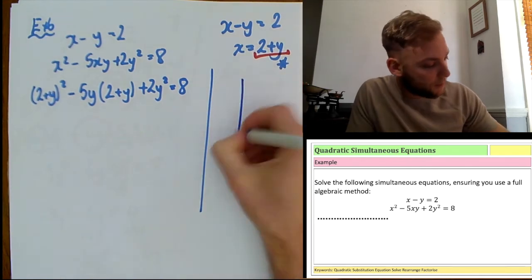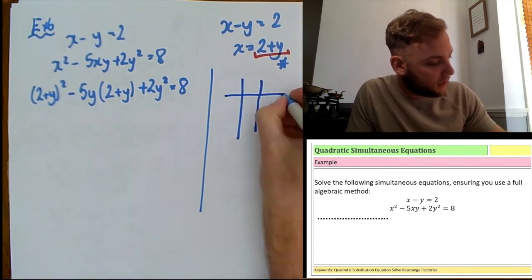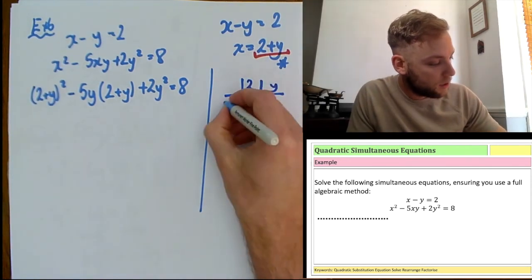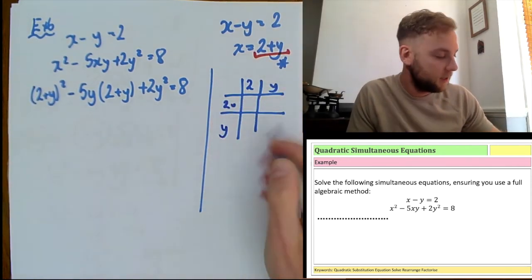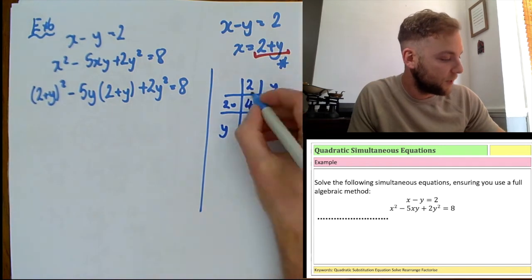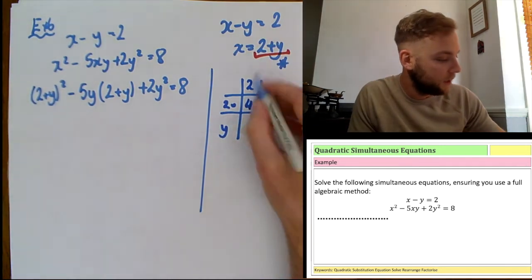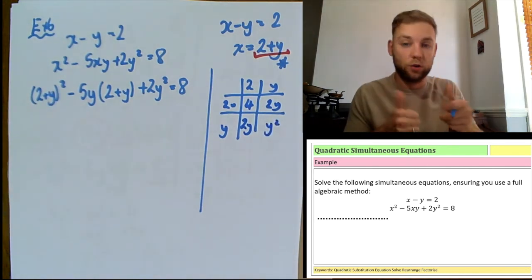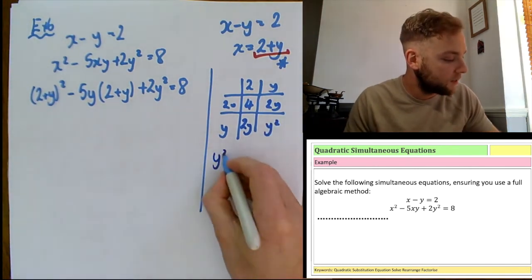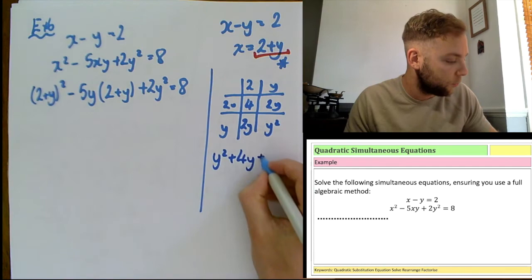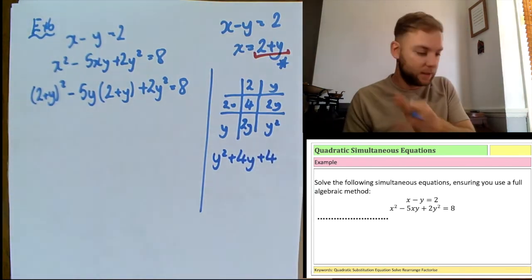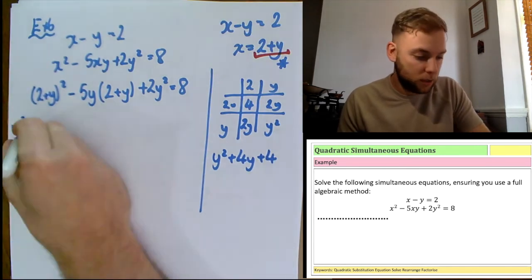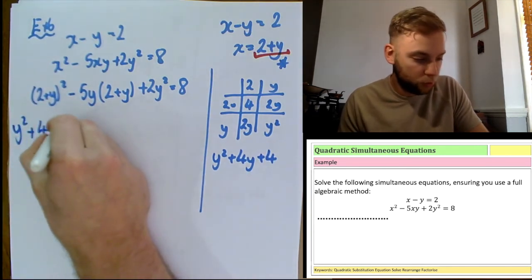So let's just expand the one on the left first. So 2 and y, 2 and y. So 2 times 2 is 4. 2 times y is equal to 2y. 2 times y is 2y. And y times y is y squared. Super. So I end up with y squared plus 4y plus 4. Brilliant. So that's that part. So y squared plus 4y plus 4.